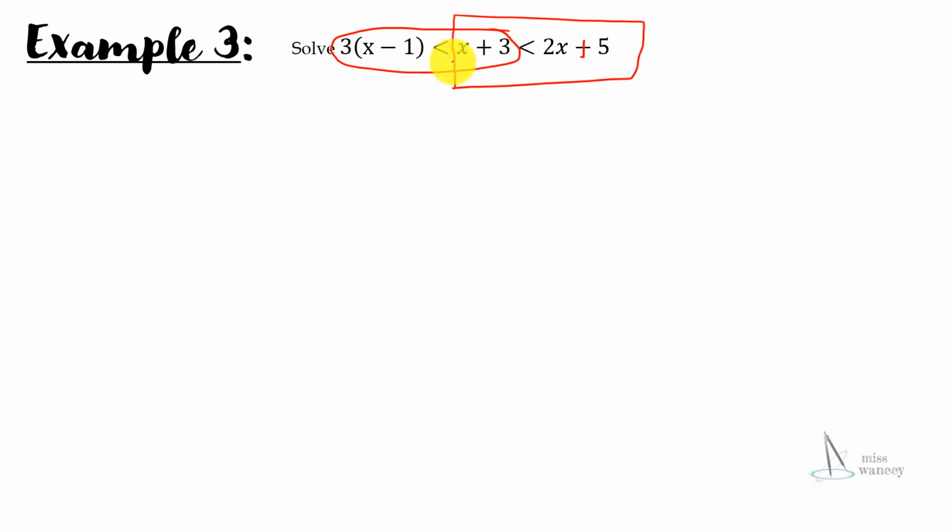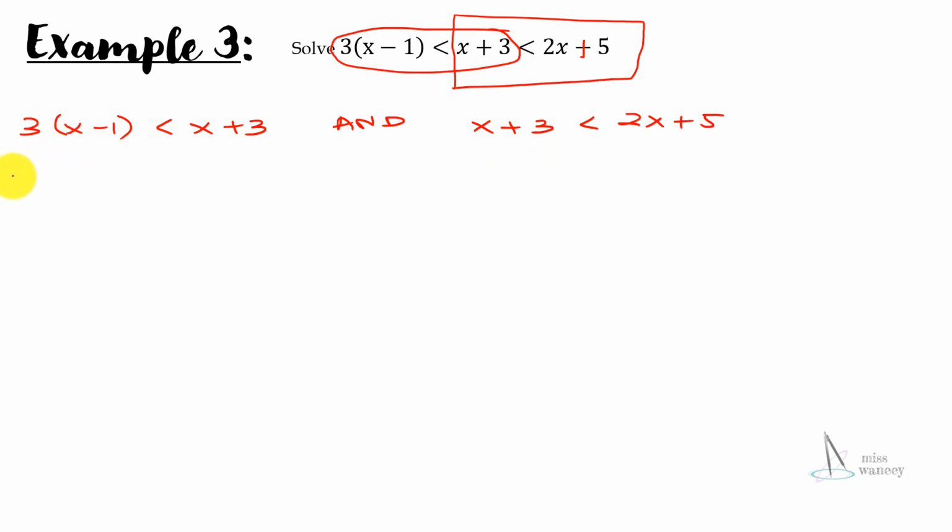Okay, so since this x plus 3 is somewhere in between this and this, therefore when we separate them, we should use the word "and" because it should satisfy both. Okay, so 3x minus 1 less than x plus 3, and at the same time x plus 3 should be less than 2x plus 5.